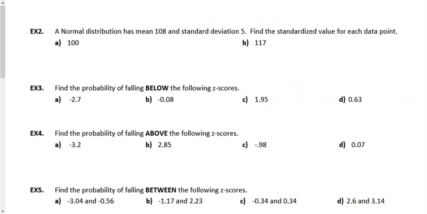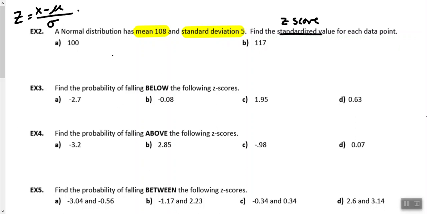If we go to the next page, example 2 says a normal distribution has a mean of 108. So that is a key part. I have a mean of 108 and a standard deviation of 5. And this is asking us to find the standardized value for each data point. Your standardized value is just asking you to find your z-score. So remember, in order to find the z-score, we say z is equal to my x minus my mean divided by my standard deviation.